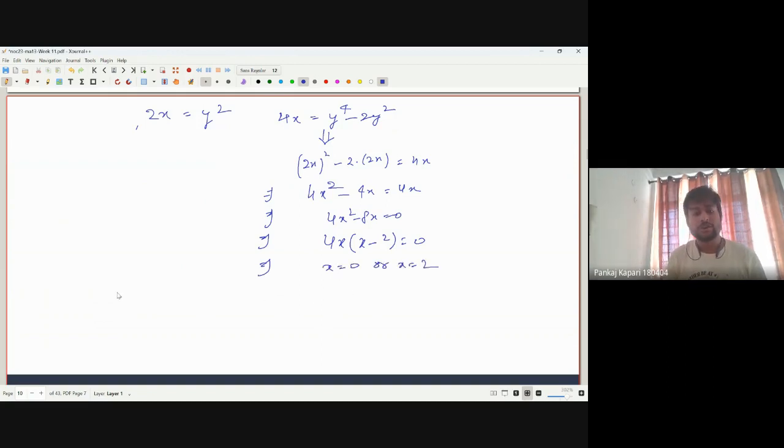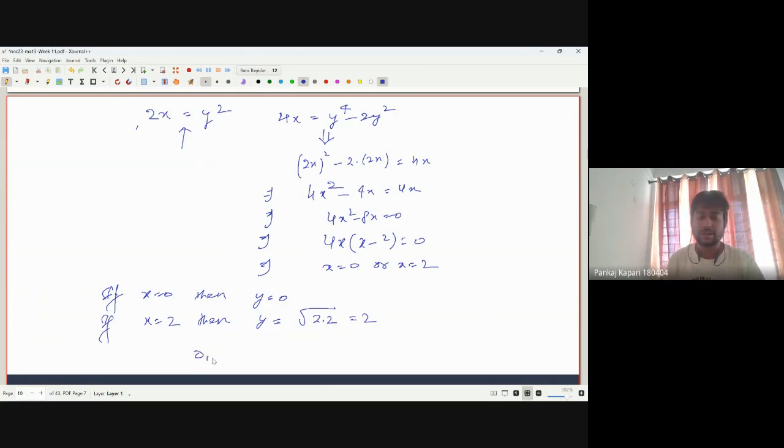Okay, so let's say if x becomes 0, then what is y? Y also becomes 0 because we have this first equation. And if x becomes 2, then what is y? Then y is just square root of 2x, which is square root of 2 times 2, so 2. Okay. So these two equations intersect at points 0 comma 0 and 2 comma 2.